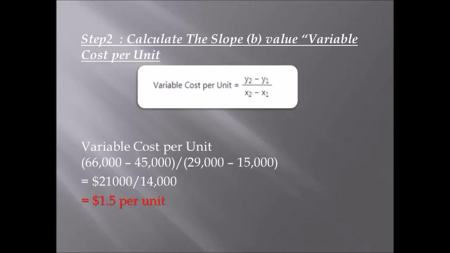Step number 2, calculate the slope, which is changes in y divided by changes in x. So variable cost per unit equals (66,000 minus 45,000) divided by (29,000 minus 15,000), equals 21,000 divided by 14,000, equals 1.5 per unit. So the variable cost per unit equals 1.5.